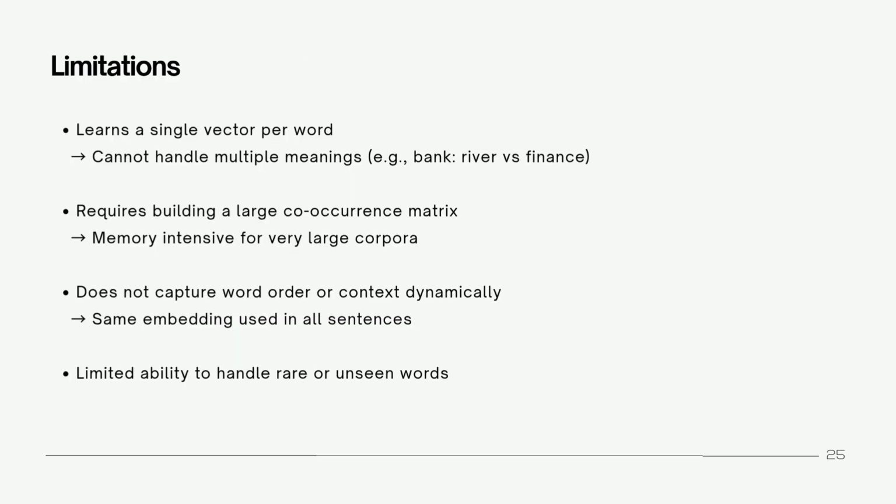Despite its strength, GloVe has some limitations. It produces static embeddings, meaning each word has only one representation, regardless of context. So it cannot distinguish between different meanings of a word like bank. Bank can refer to the institution where we save our money or a river bank. It also requires building a large co-occurrence matrix, which can be memory intensive for very large datasets and corpuses. Additionally, it does not handle rare or unseen words well.